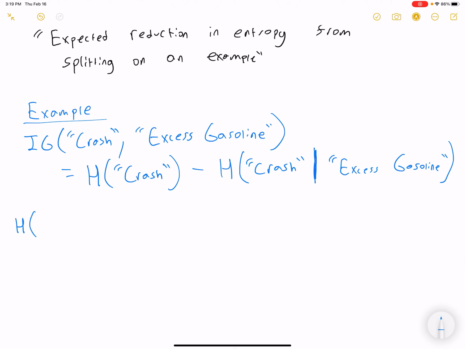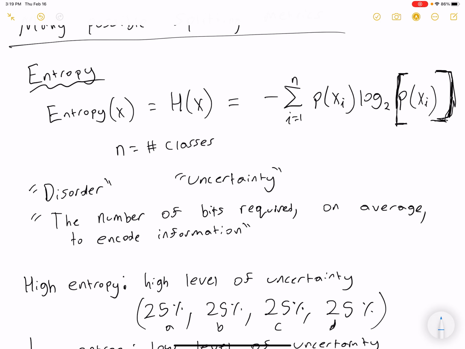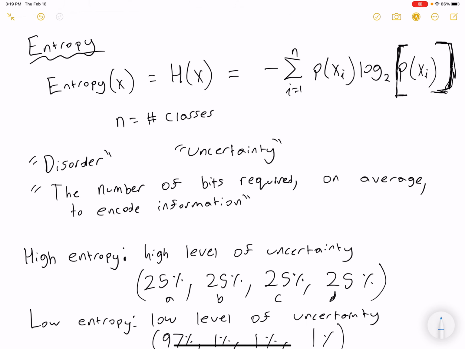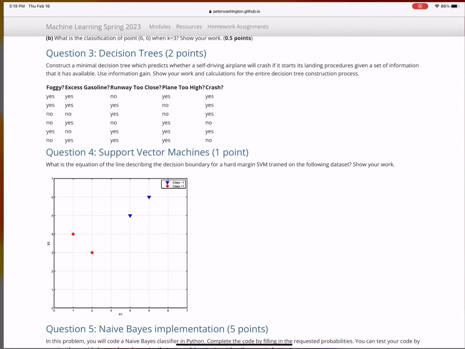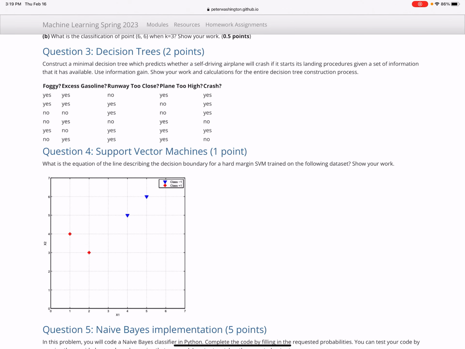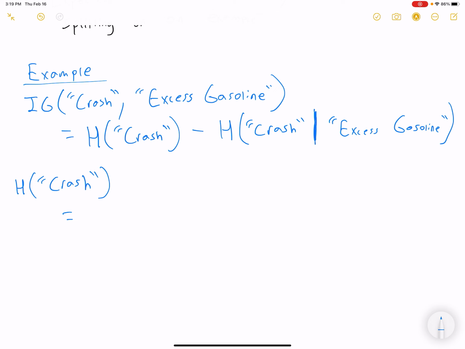We can start with the entropy of crash. Let's recall the formula for entropy: the negative sum over the probability of each class or value that the variable can take times log base 2 of that same probability. For crash, we see that there's four examples where crash is yes and two examples where crash is no. So there's a 4 out of 6 probability that crash is yes and a 2 out of 6 probability that crash is no. Do we have to show the calculation from the homework? Yeah. Okay. I mean, you have to do the algebra, but at least write it out.